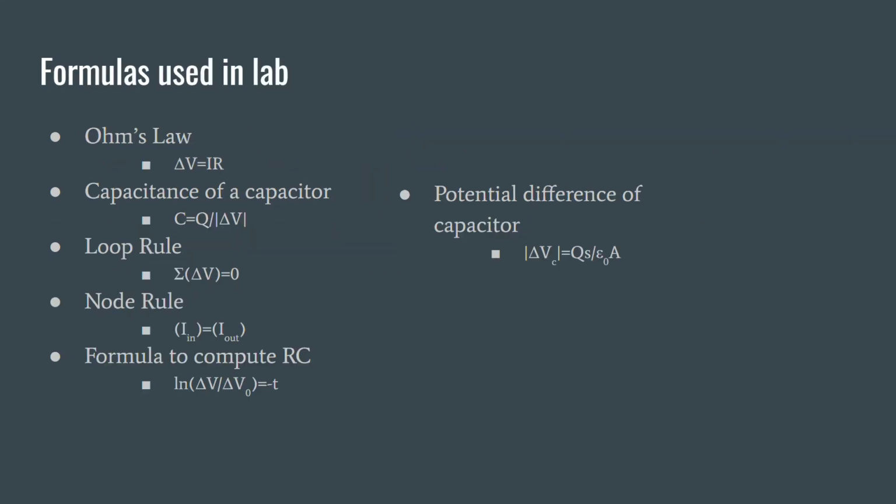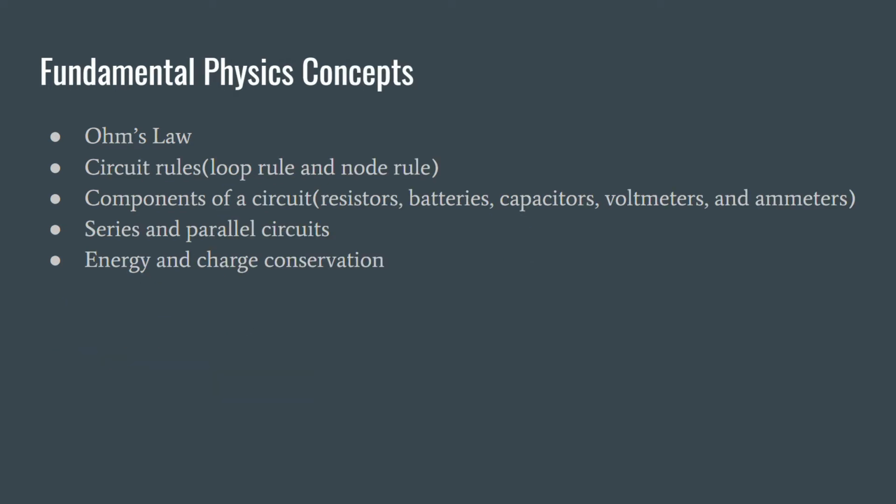Here are the formulas used in the lab: Ohm's law, capacitance of a capacitor, loop rule, node rule, formula to compute RC, and the potential difference of a capacitor. You can see the formulas. The fundamental physics concepts used are Ohm's law, the two circuit rules, which are loop rule and node rule, components of a circuit, series and parallel circuits, and finally, energy conservation and charge conservation.